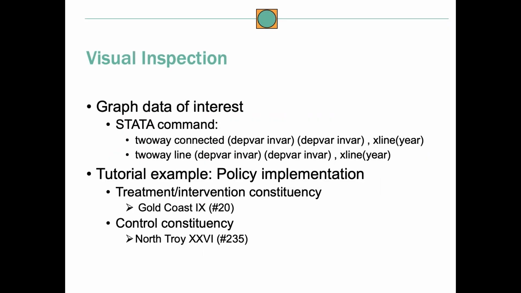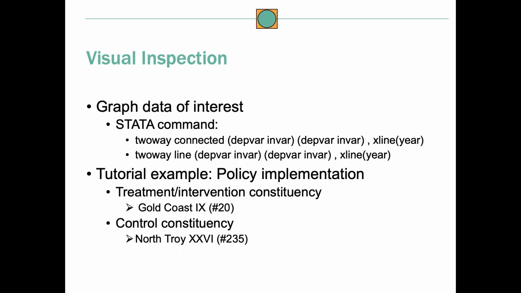Next, you want to conduct a visual inspection of your data. This step can actually be done before declaring your data set. You want to use the twoway graphs to do this, either the connected line plot or the line plot, and this choice is entirely yours. The commands are fairly similar. For both, you'll need to know your dependent variable and your independent variable, as well as the year your policy or interruption occurred. In our case, our dependent variable is constituency rate of fourth ANC visits. Our independent variable is time, and our policy occurred in November 2017, which is the 11th time point in the time variable. In our data set, the intervention constituency is Gold Coast, and the ID for that is 20, and the control group's ID is 235.